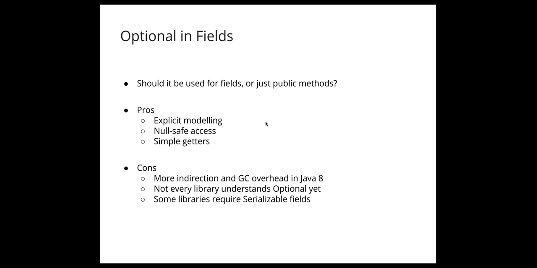On the cons, there's more indirection and garbage collection overhead, because you're doing a bit more pointer chasing, but that could be solved in Java 10. On the other downside, not every library understands optional, and some libraries require serializable fields. And optional as a class is not serializable because it's a bit simpler to implement that way. So there's pros and cons to it. Some people hate it, some people love it. We think it depends upon the situation. Handing back over to you, Raoul.